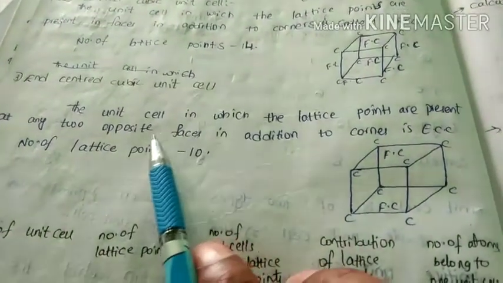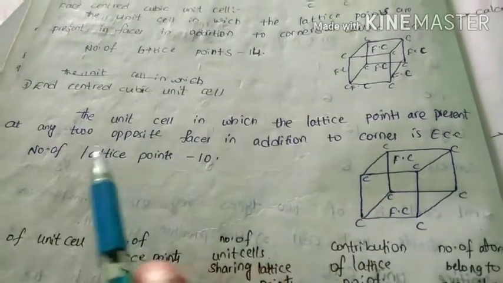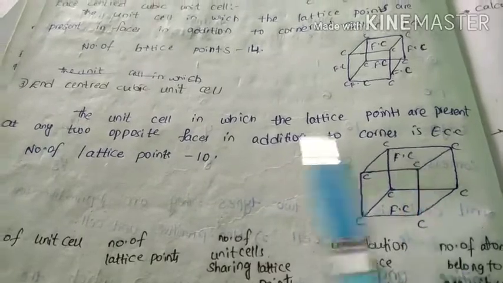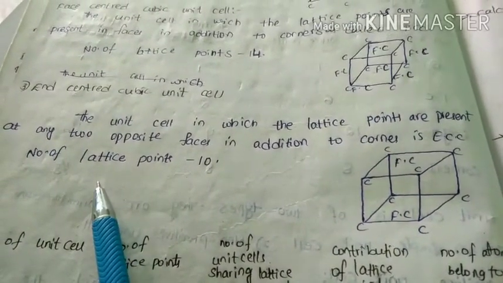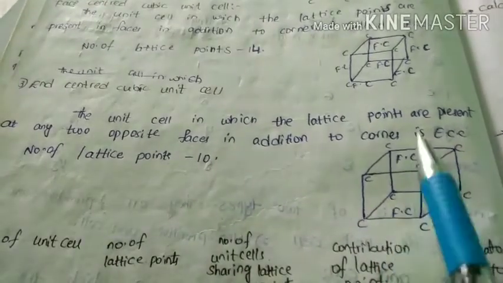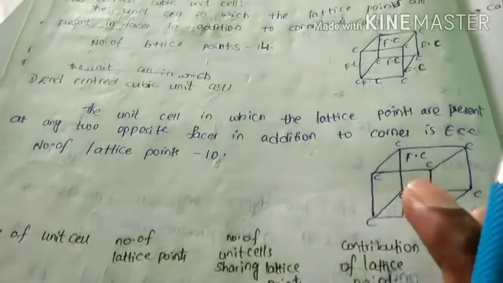So what is the definition? The unit cell in which the lattice points are present at any two opposite faces in addition to corners is called end-centered cubic unit cell. Here the number of lattice points, how many? 10. 8 corners plus any two faces, plus 2, 10.